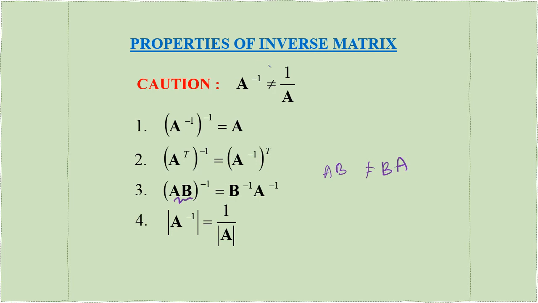Okay, it's not the same. A inverse with 1/A is not the same. But we can find the determinant of A inverse. It will be equal to 1/determinant of A. It's only for the determinant.